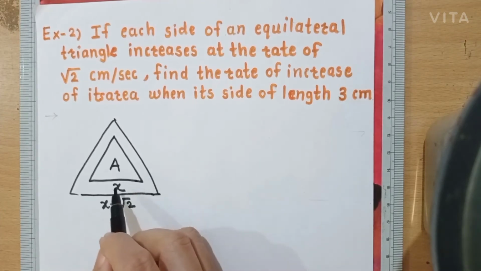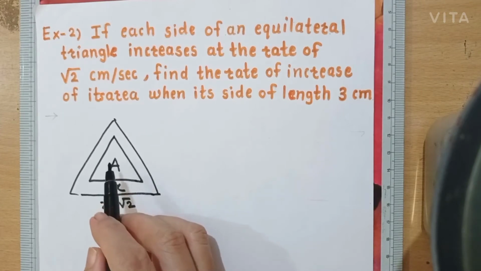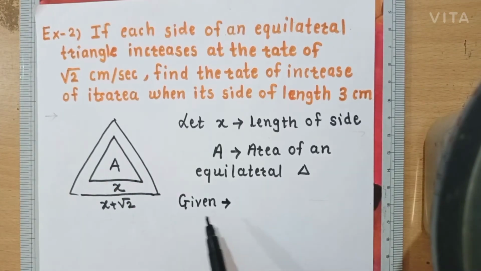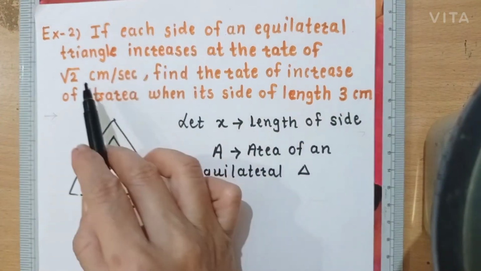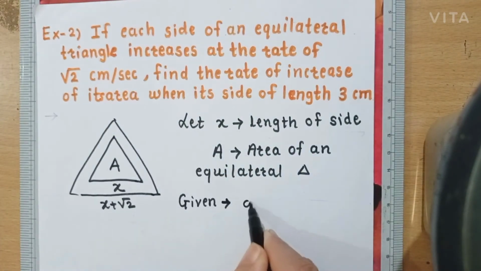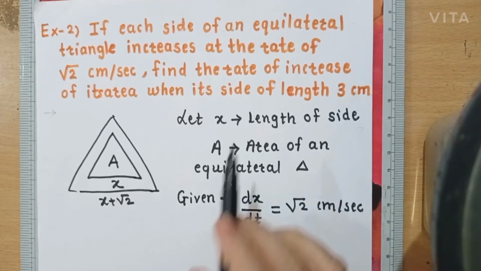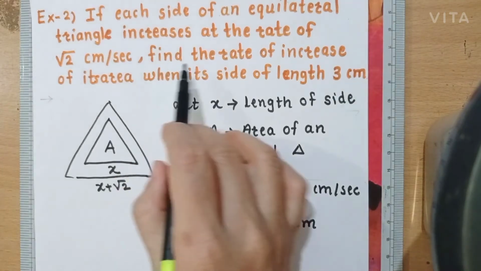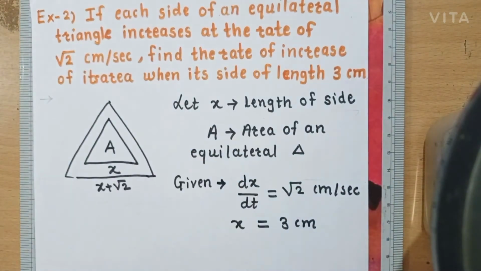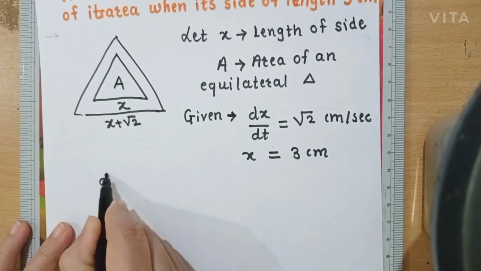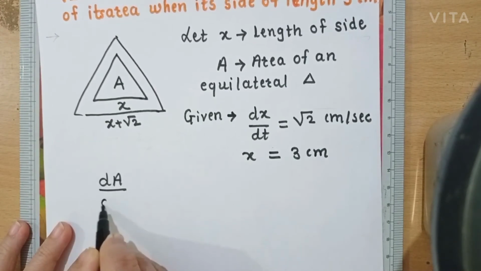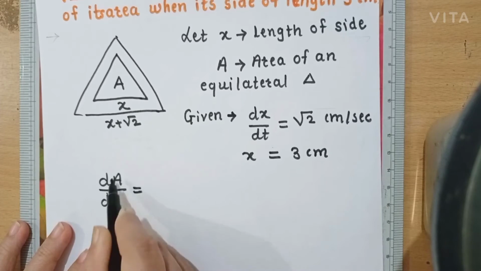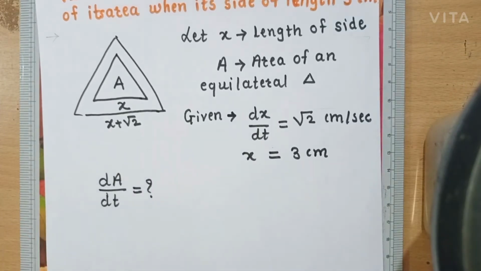So here both length of side and area depend on time. Now write down given. Side is increasing at the rate, so dx by dt is equal to root 2, and length is given, x is equal to 3 centimeter, and we have to find the rate of increase of its area. So again area is increasing with respect to time. So this rate is given by dA by dt. We have to find this.